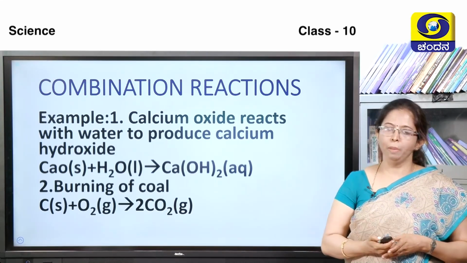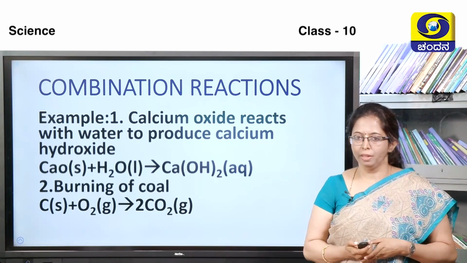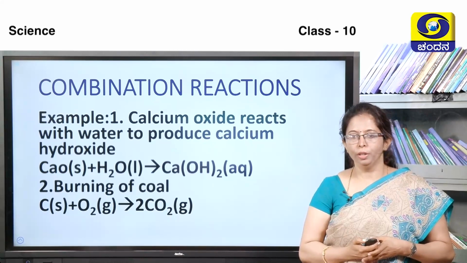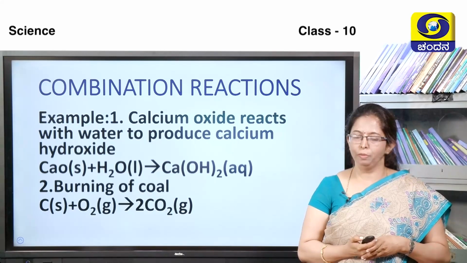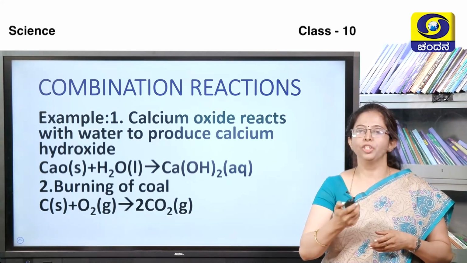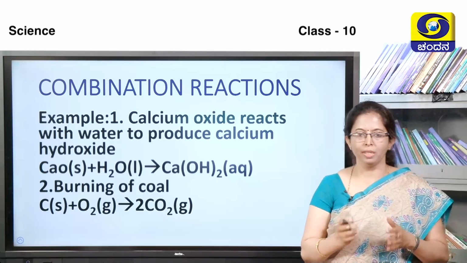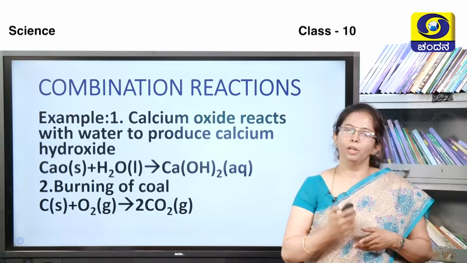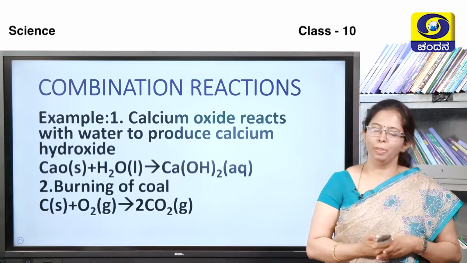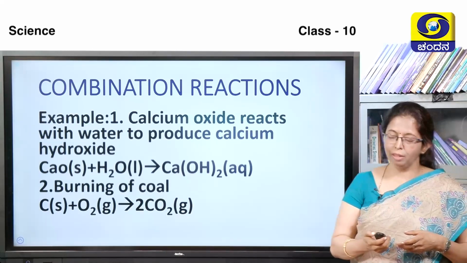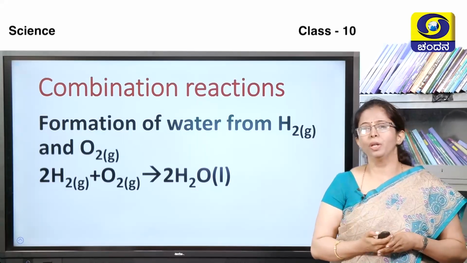We will see a few examples of combination reactions. The first example here is calcium oxide, CaO, reacting with water to produce calcium hydroxide. You can see the chemical equation. CaO reacts with water to form calcium hydroxide, Ca(OH)2, which will be in the aqueous state. Second example, as you can see here, burning of coal. Coal is burnt, it reacts with oxygen to form carbon dioxide, along with which heat and light are also generated.